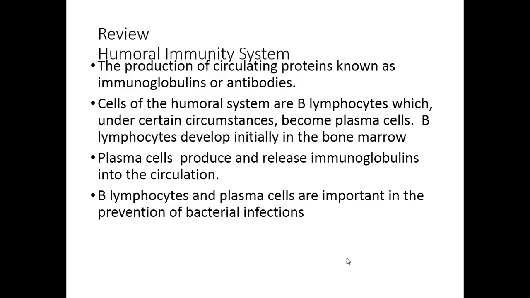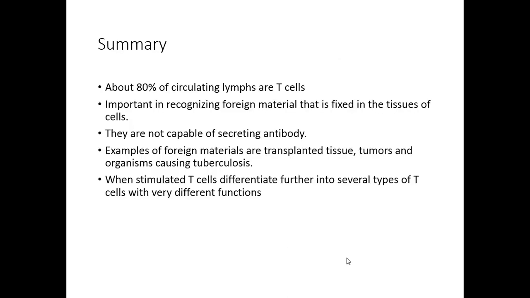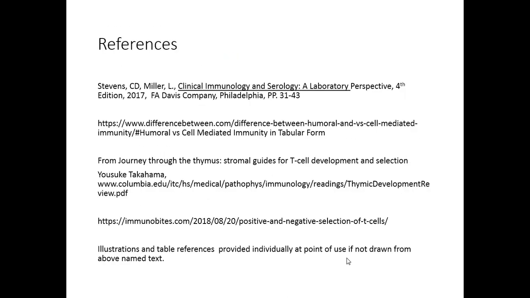And just to finalize, the humoral immune system is the production of circulating antibodies, circulating proteins known as immunoglobulins or antibodies, which mean the same thing. Cells are B lymphocytes, which can differentiate further into plasma cells. Plasma cells produce and release immunoglobulins into the circulation, and B cells and plasma cells are important in the prevention of primarily bacterial infections. And the rest is just the summary. So you can follow through that. There's the references, and we're done.